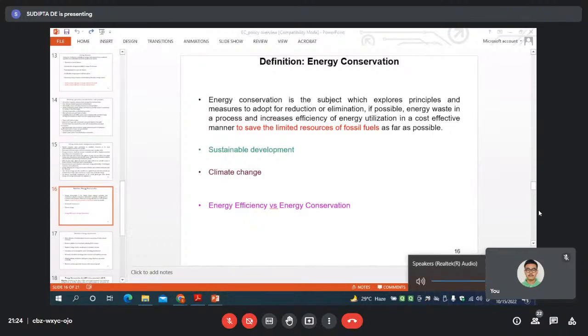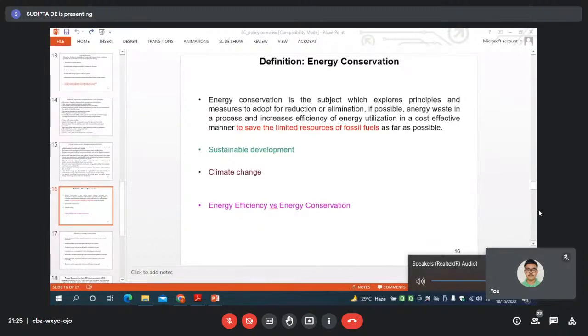Energy efficiency may be defined as the amount of energy which is put to work out of the energy which we are supplying, and energy conservation, the definition is already there. Good. At least you have attempted. In fact, very rightly identified, efficiency always means output by input.